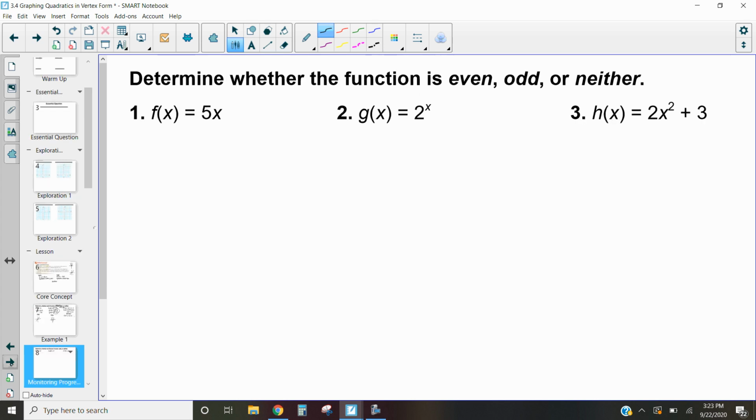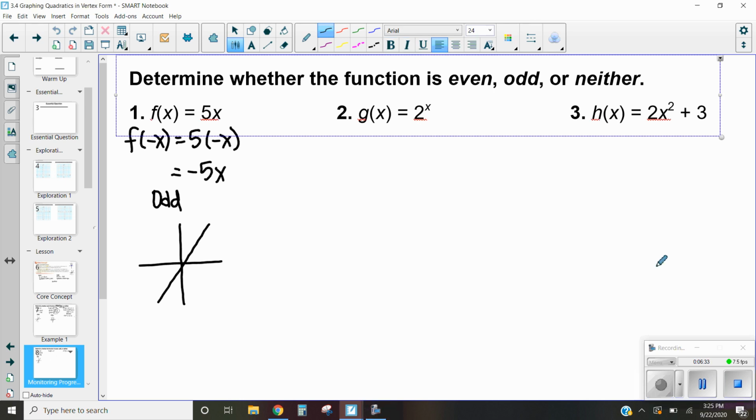So what I want you to do is take the chance to determine whether or not these functions are even, odd, or neither. And we're going to do those by having you practice them on your own. When you finish, unpause the video and we'll go over them together. So start on number 1 here. Pause the video, go over it, work it out. When you finish, unpause the video and we'll talk about the solution.